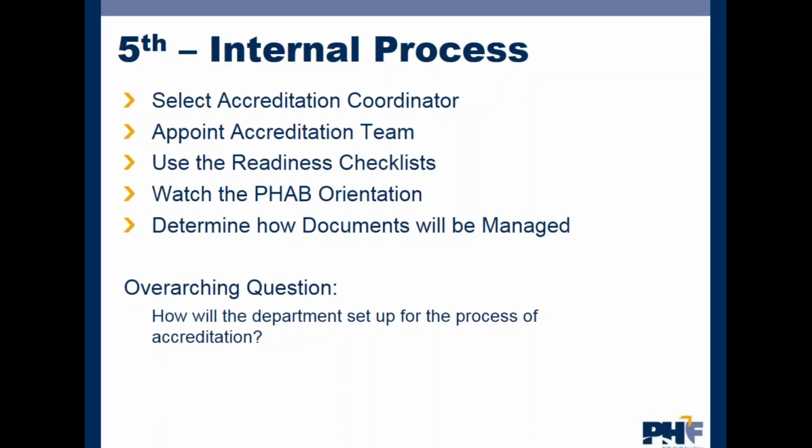Using the readiness checklist is a great way to review how prepared you are. It can be used as a means to assess and improve and track your readiness, and the list can just be used as kind of a checklist of things that you need to consider and think about as you go through preparation. This also is found on PHAB's website, and it's under the Accreditation Process tab. Watching the PHAB online orientation is also a good way to get a sense of the process and to get a beginning feel for the standards.